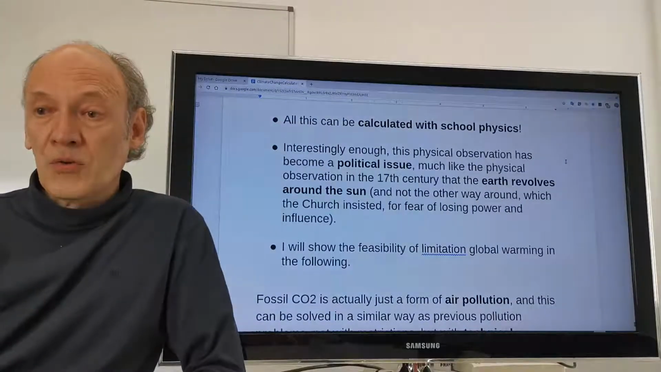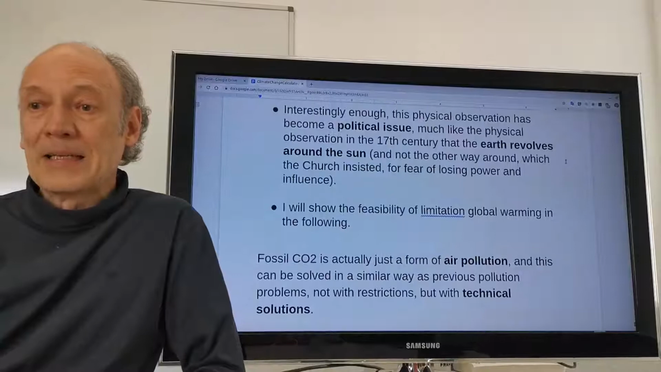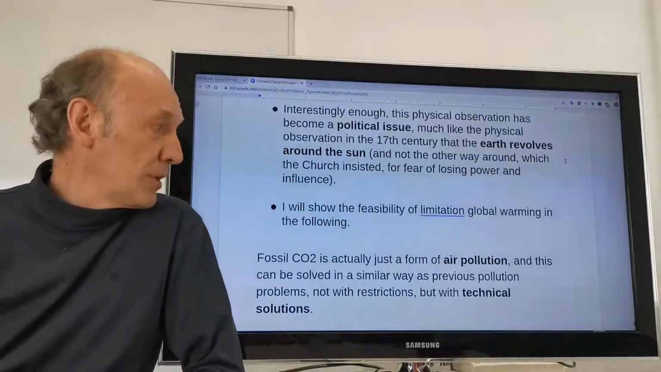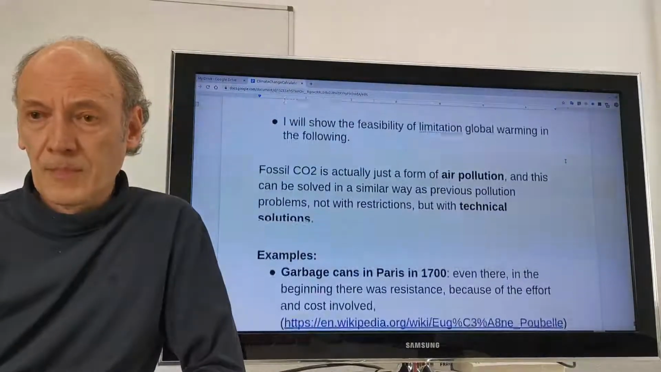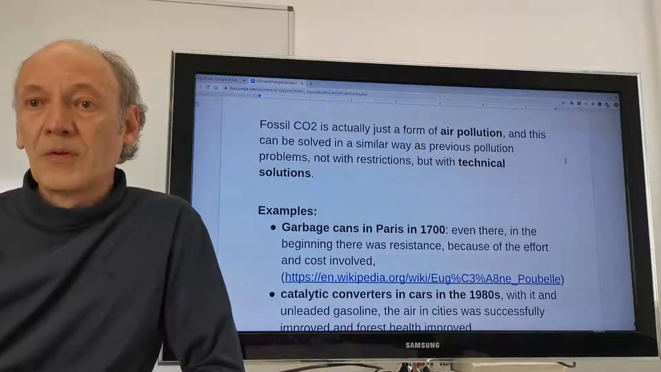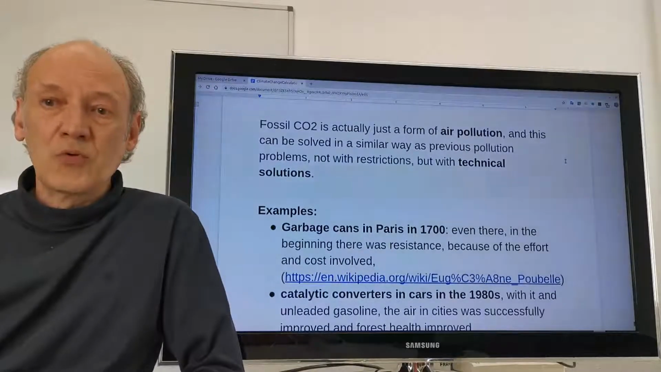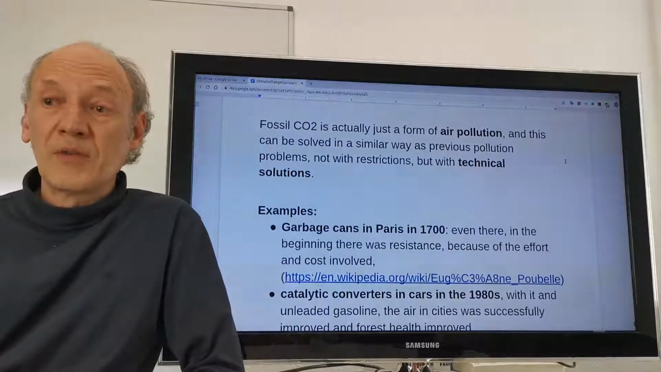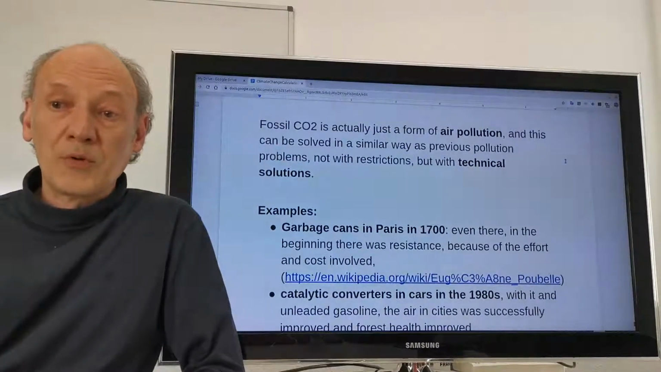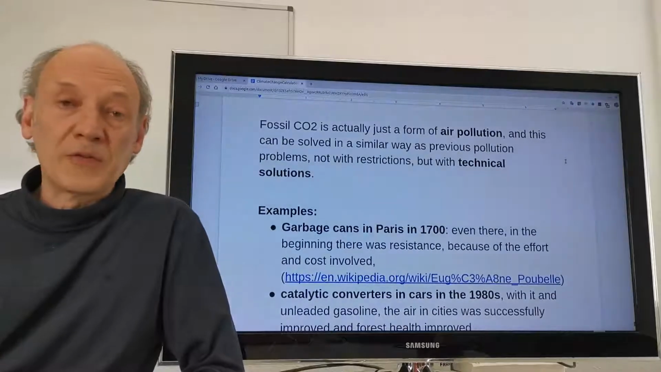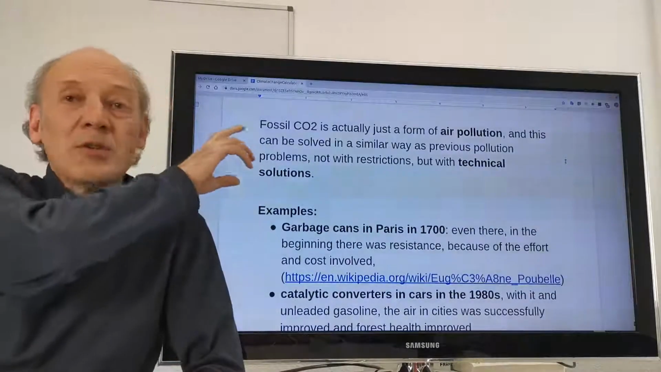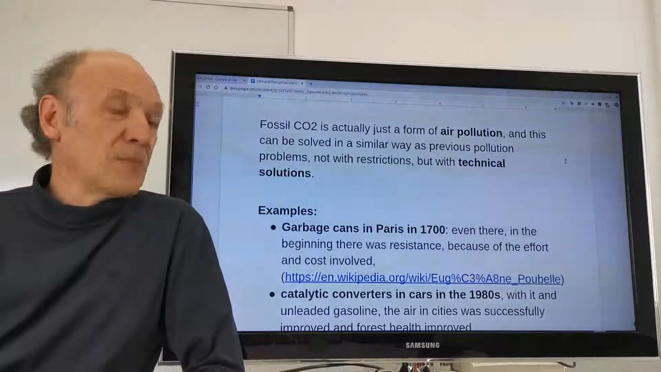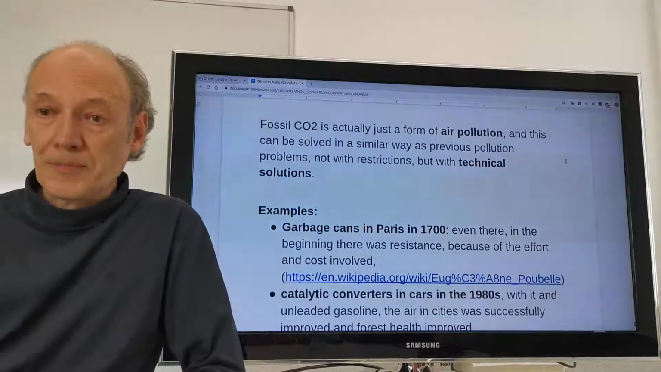Yeah, so I will now show the feasibility and how to limit global warming in the following. So fossil CO2 is actually just a form of air pollution, and this can be solved in similar ways as previous pollution problems, not with restrictions, but with technical solutions. So this actually gives us hope, right? It's actually not as difficult as it might seem, although it is difficult, but it's possible.